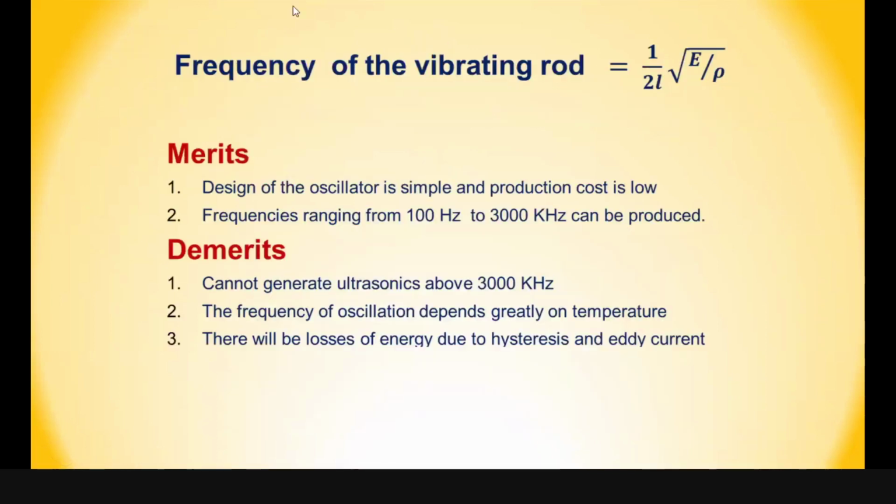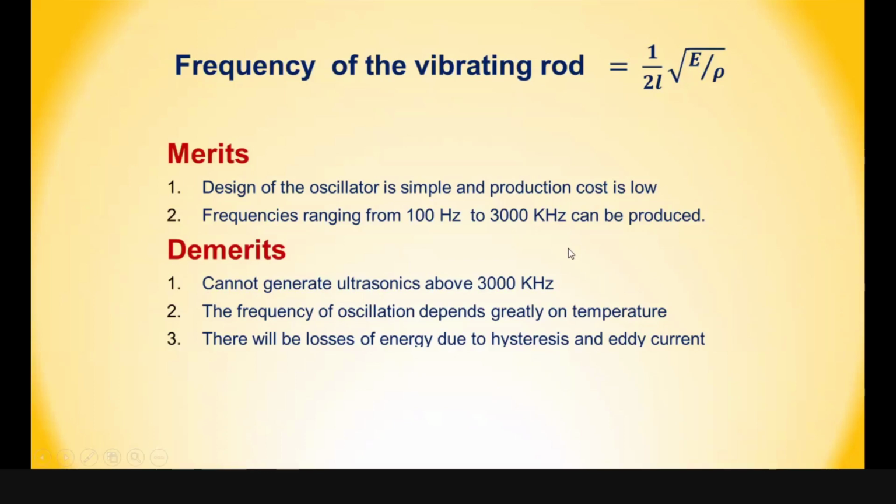produced. Now, the frequency of vibration of a rod is given by this equation: 1 upon 2L under root E by rho. L is the length of the rod, E is the elastic modulus, and rho is the density of the material that you have taken. Right. Now, what are the advantages?